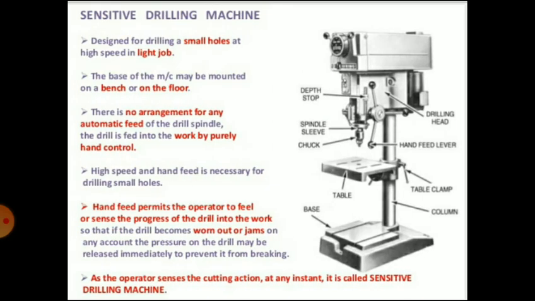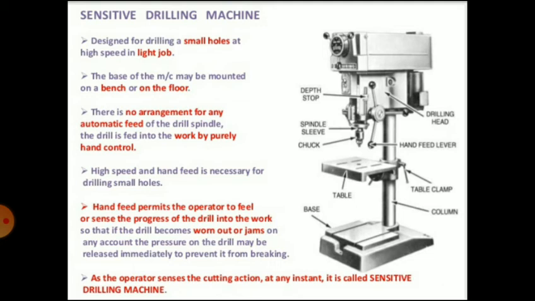Next category is the sensitive type drilling machine. It is subclassified as floor mounting and bench mounting. When it is mounted on a bench, it is called a bench mounting sensitive drilling machine, and when it is mounted directly on a floor, it is a floor mounting sensitive drilling machine. It is used for drilling small holes in light jobs. So it is only used for light work.